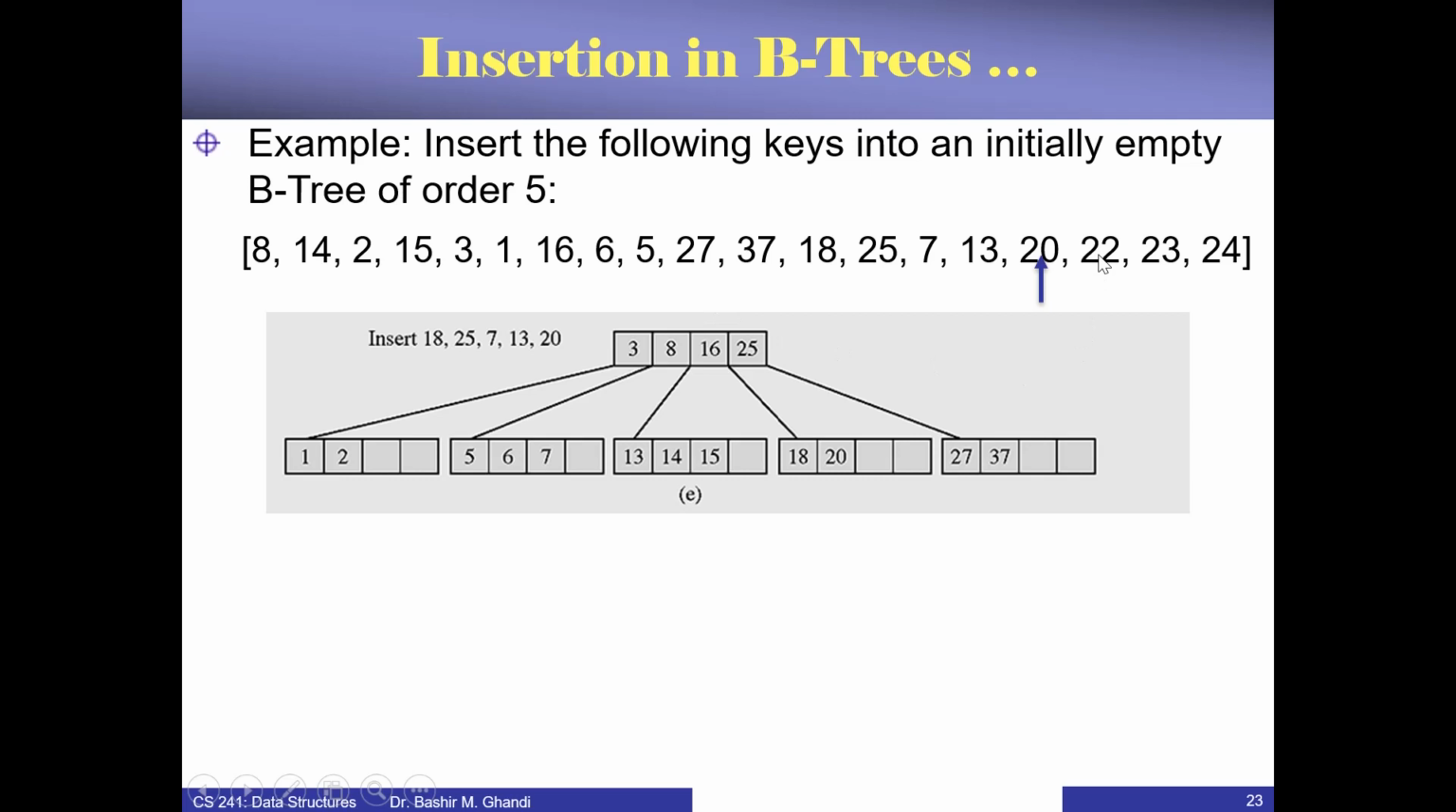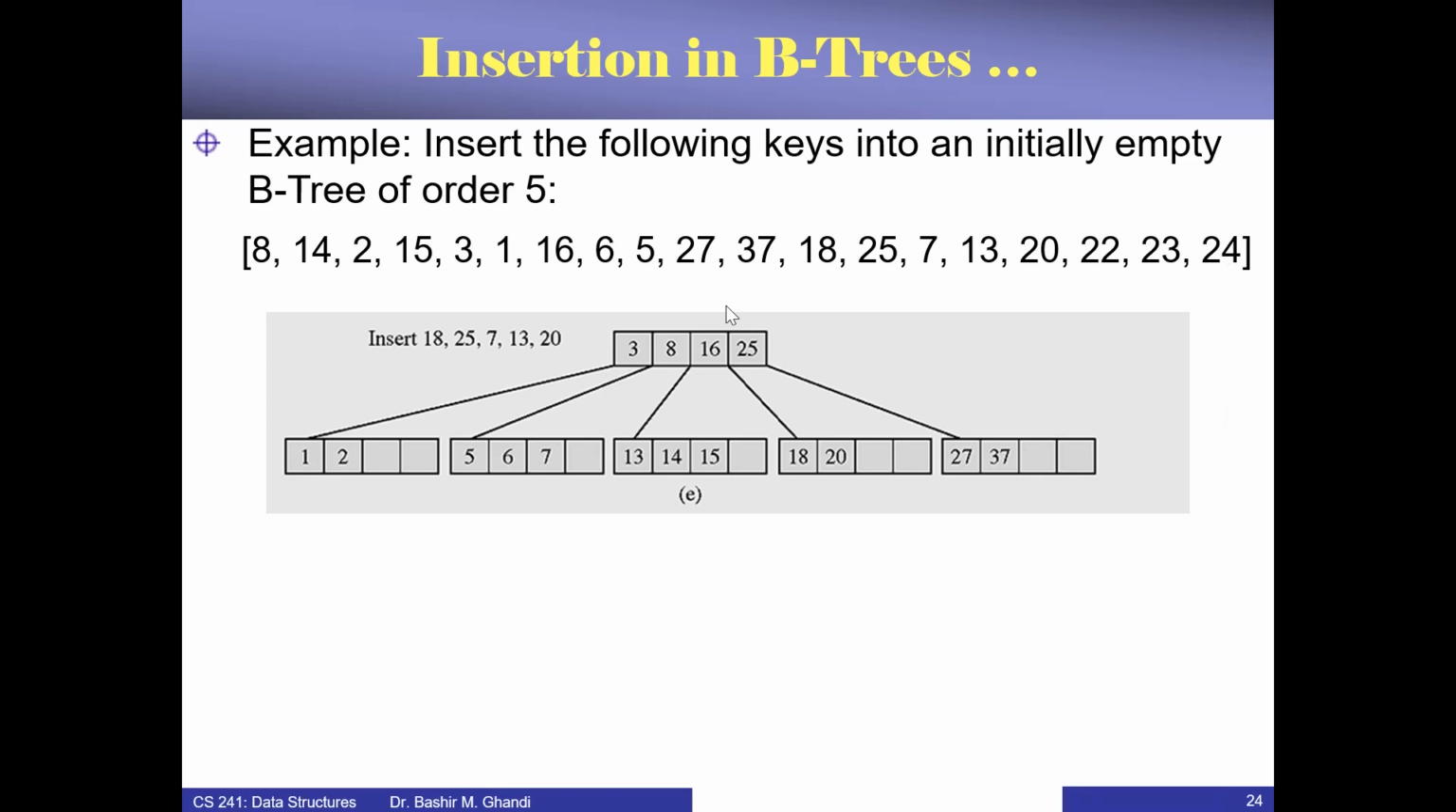Okay, so 22 is bigger than 16 but less than 25, so it will fit here, no issue. Also 23 will fit there, no issue. But if you try to insert 24 also in this node, it will overflow. So you have to split. Okay, the middle is going to be 22. To its right, we will have 23, 24. So the middle will try to come here, but this node will overflow.